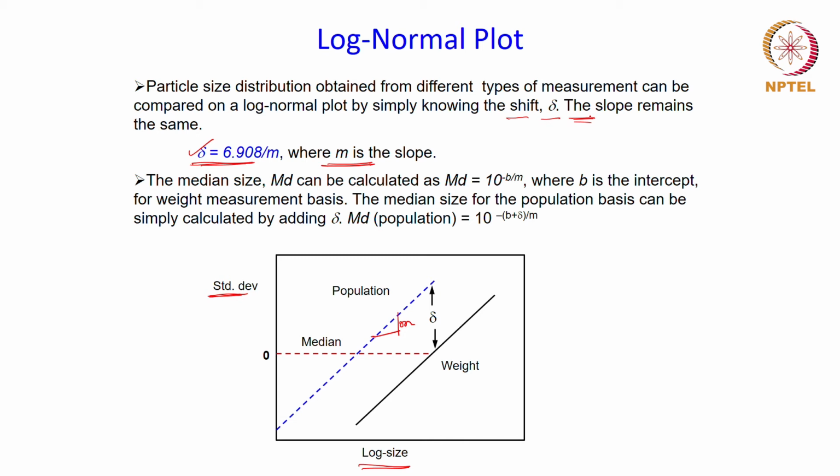Okay. The median size MD is calculated with the help of this relationship over here, where B is the intercept for weight measurement basis, and m, as I said, is the slope of this straight line that you see over here.